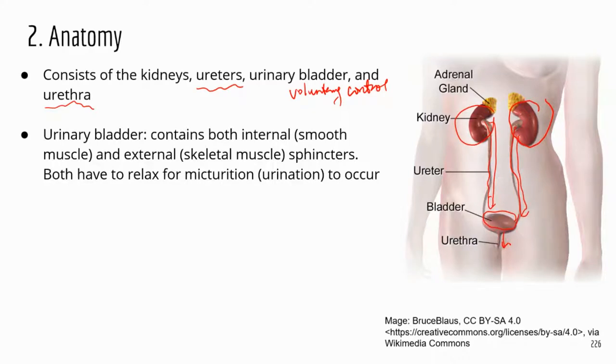All right. The information is right here. So the urinary bladder contains two sphincters. The internal sphincter is smooth muscle. It's under involuntary control, which means you cannot consciously control this muscle. Once the urinary bladder is full, it's going to send signals to the brain, and the brain will open the smooth muscle, the internal sphincter.